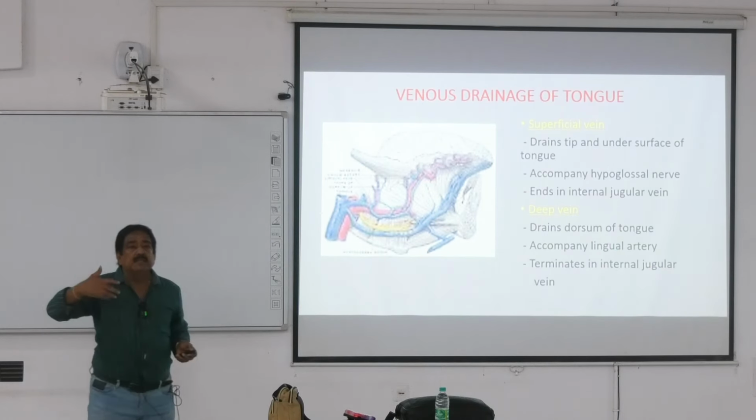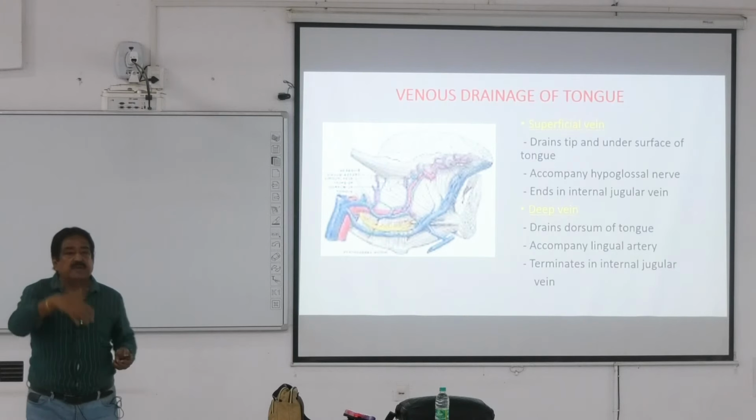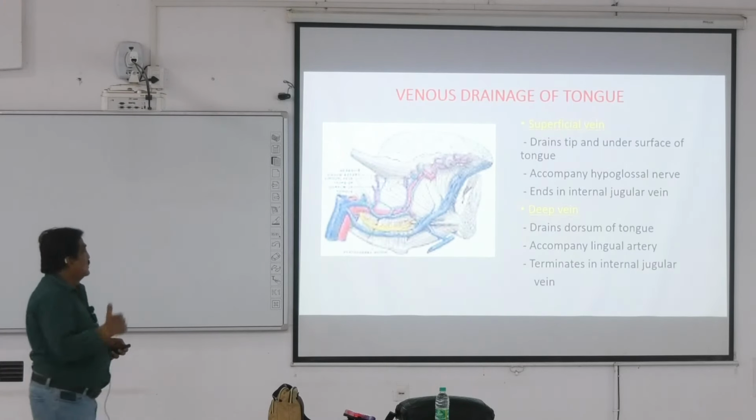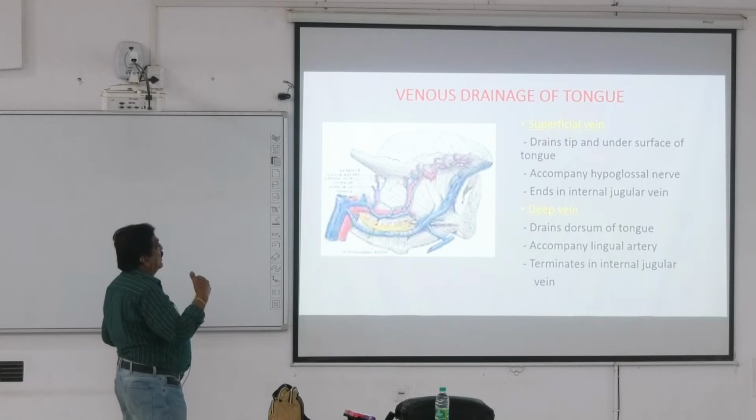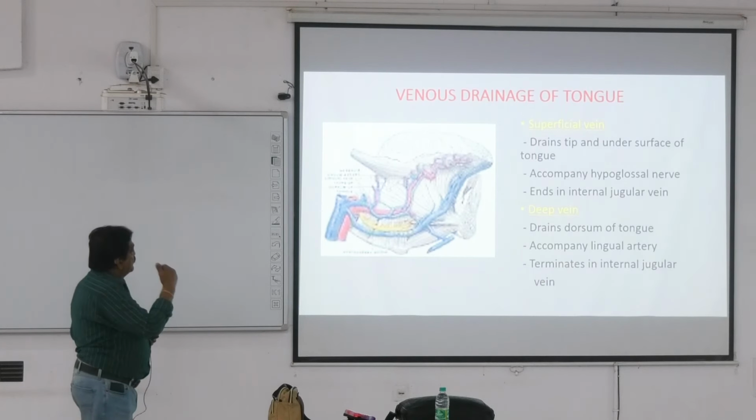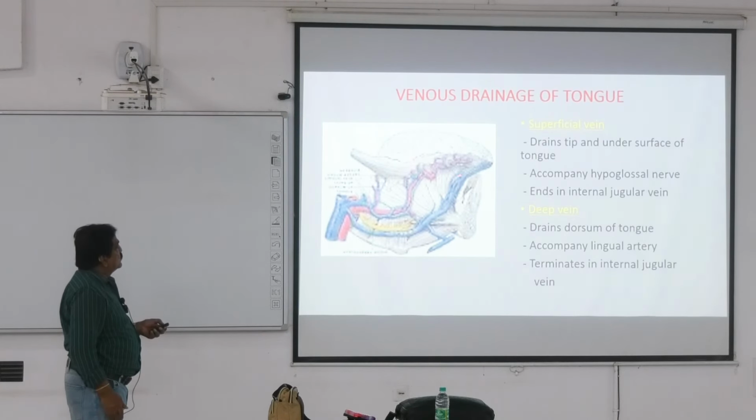Both the dorsal surface and the inferior surface drain into the jugular vein, but one, the superficial vein, this is the superficial vein, is related to the hypoglossal nerve. And the dorsal of the tongue, accompanying the lingual artery, terminates in the internal jugular vein. This is the lingual artery.